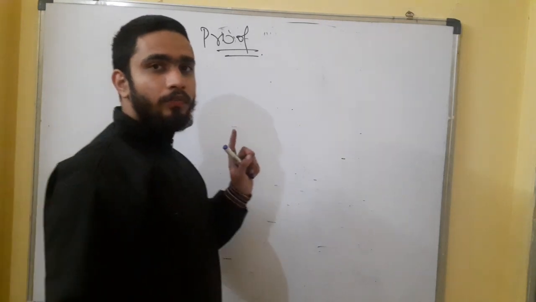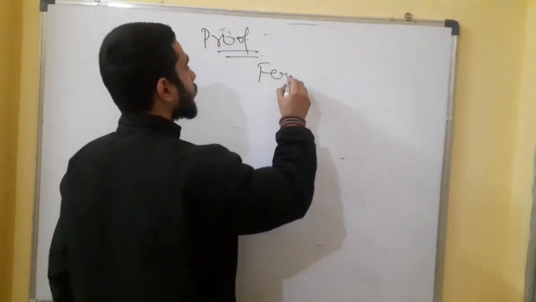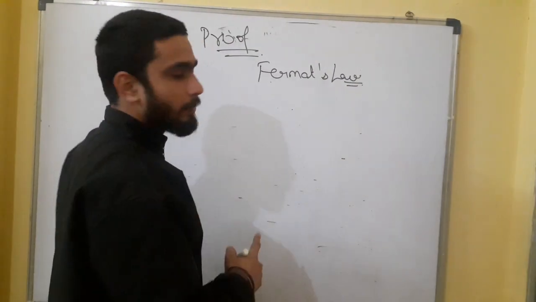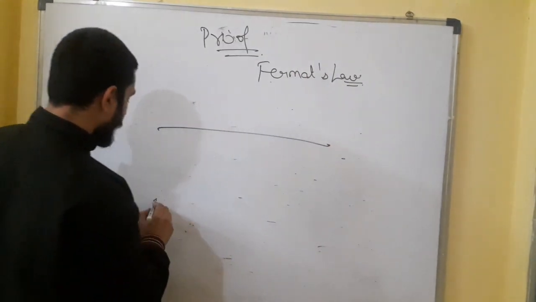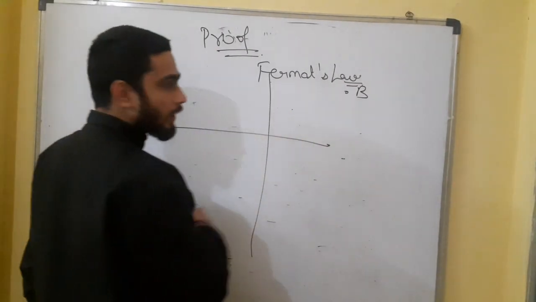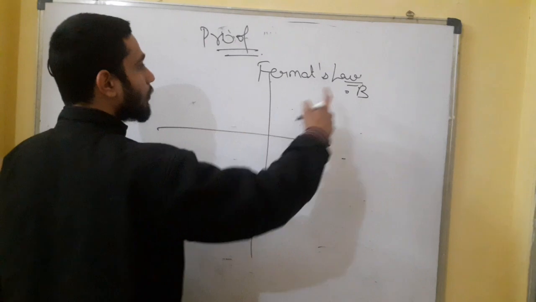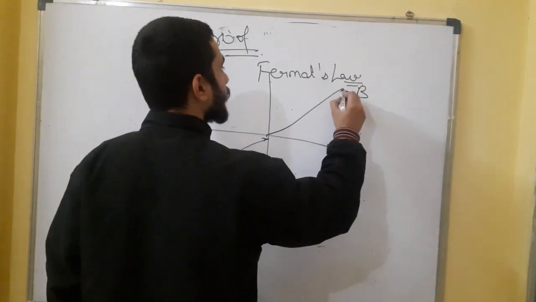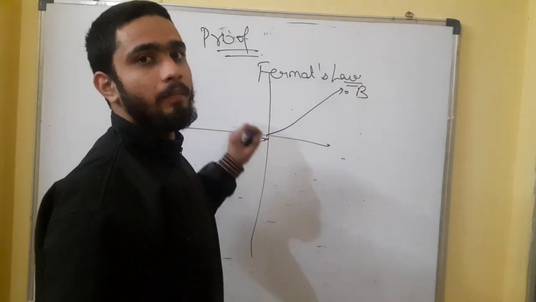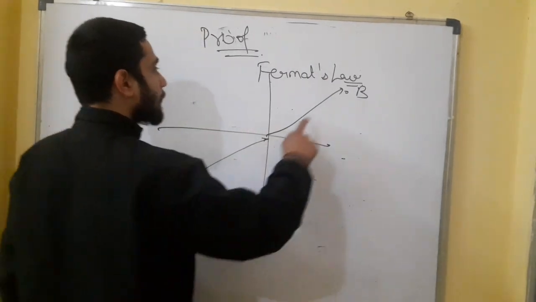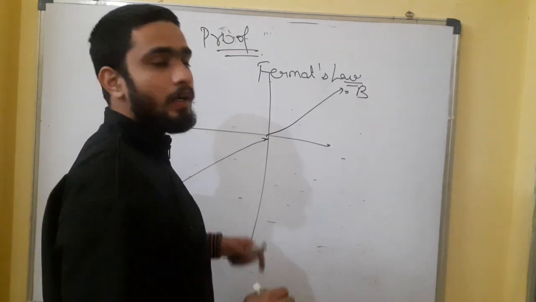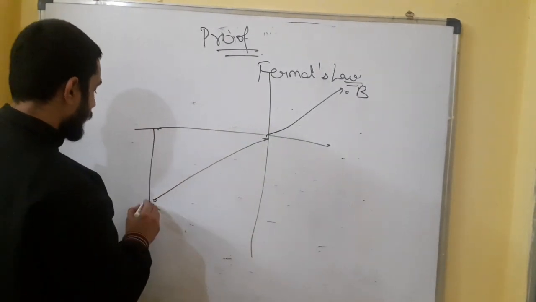According to Fermat's law, when a light ray is moving from one place to another, suppose that this is point A and this is point B, and it is moving from here to here. It will always move on a path which takes the minimum time. So suppose it is moving from A to B, it will always take the path that takes the minimum time. So how will we prove this?